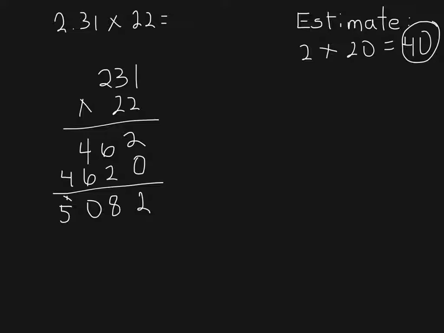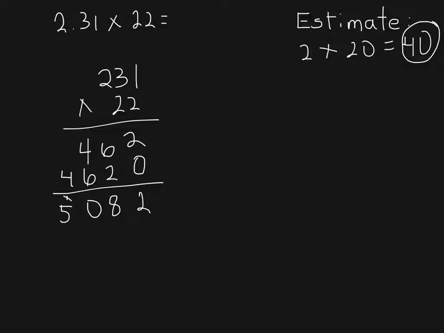Is that a reasonable product? And well, what do you know? It's not, because my estimate was 40 and I've got 5,082. So now is the point where I go, oh yeah, it was 231 hundredths, not 231. That means that this product that I got is 100 times too big, and I need to divide it by 100.